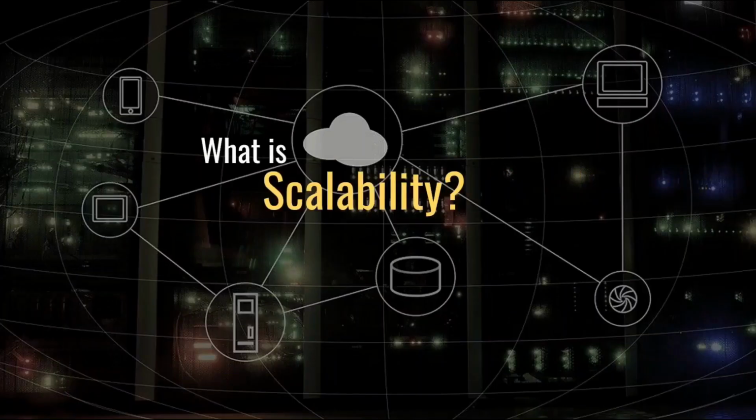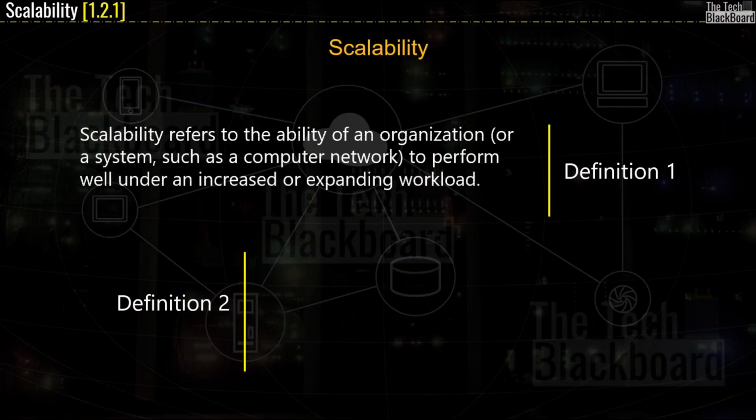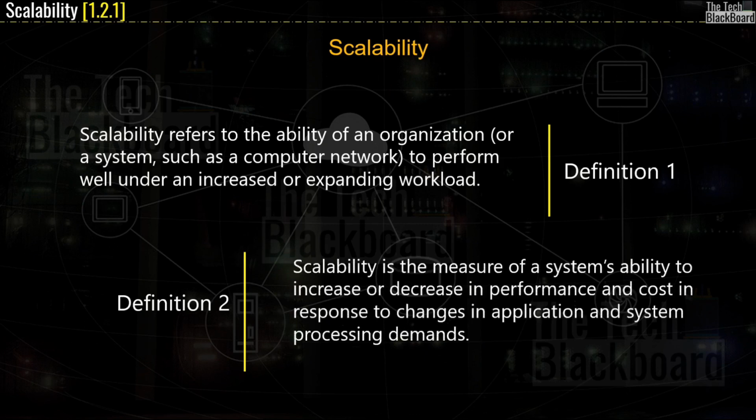Now let's understand what is scalability. To start with, let's look at some of the definitions. Definition 1 says that scalability refers to the ability of an organization to perform well under an increased or expanding workload. Then definition 2 says that scalability is the measure of a system's ability to increase or decrease in performance and cost in response to the changes in application and system processing demands. In summary, if a system or application is able to adjust itself to the increased or decreased workloads, then we say that this system is scalable.